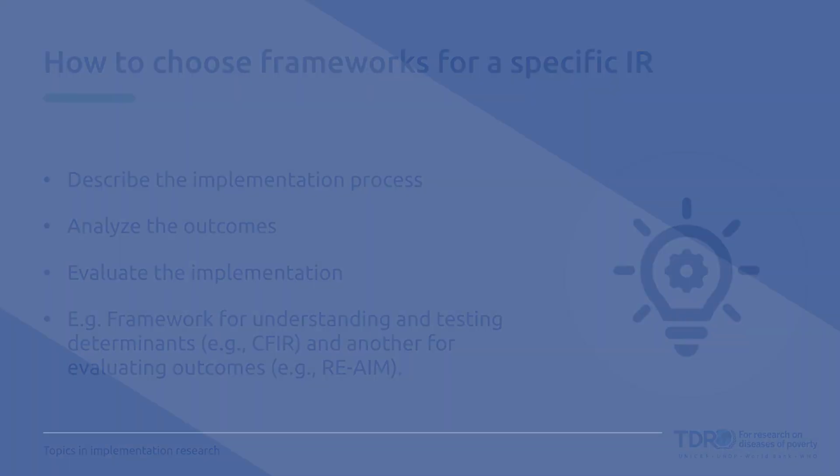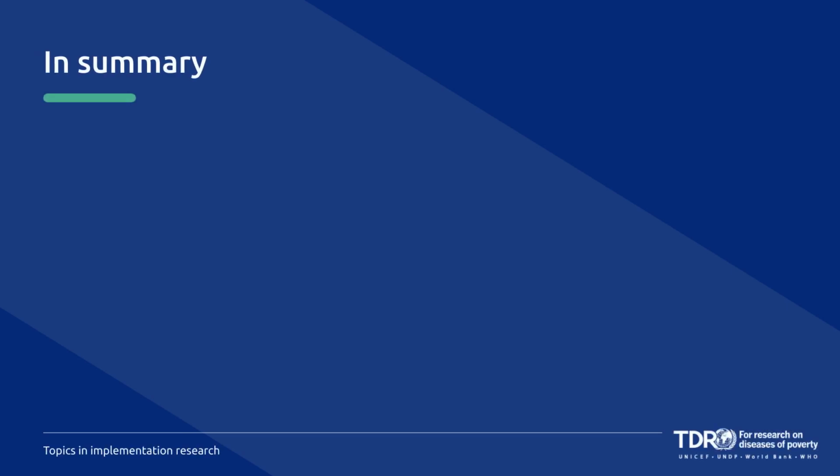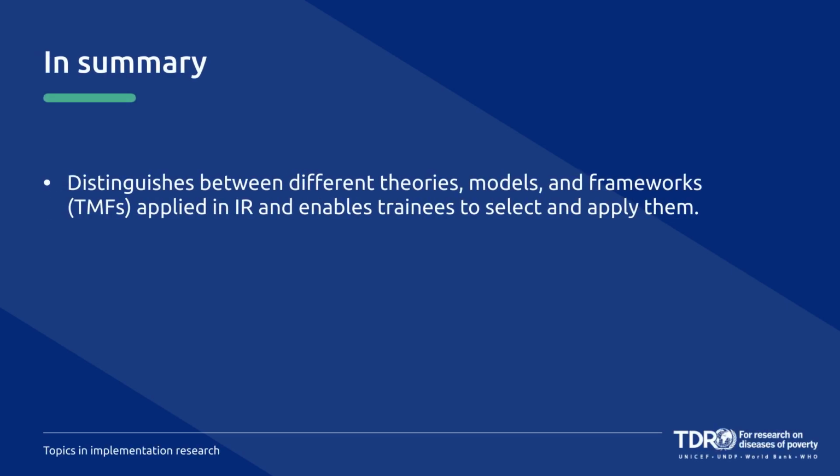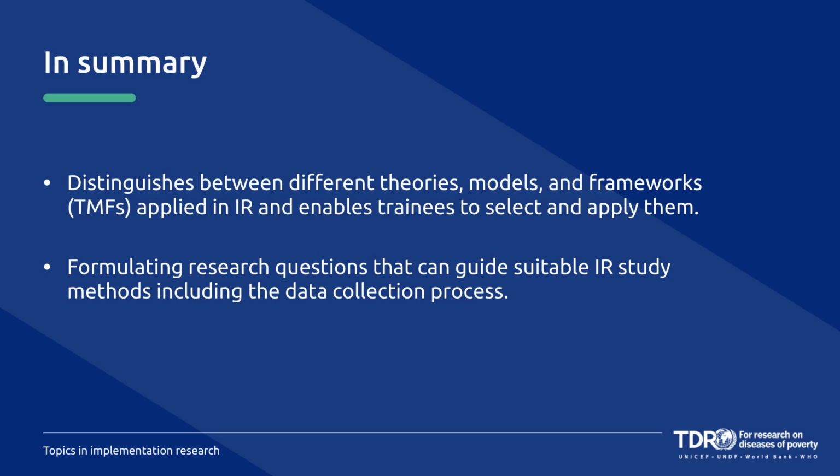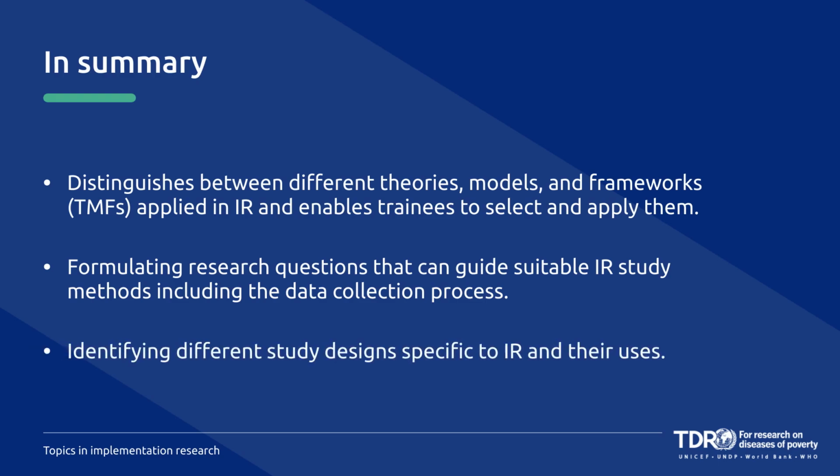Some examples include a framework for understanding and testing determinants, for example CFIR, and another for evaluating outcomes, for example RE-AIM. In this section, we distinguished between the different theories, models, and frameworks available to help in implementation research, enabling you to select those most appropriate and apply them to your implementation research study. We also looked at the 5 different theoretical frameworks used in implementation research. These are process model, determinant frameworks, classic theories, implementation theories, and evaluation frameworks.